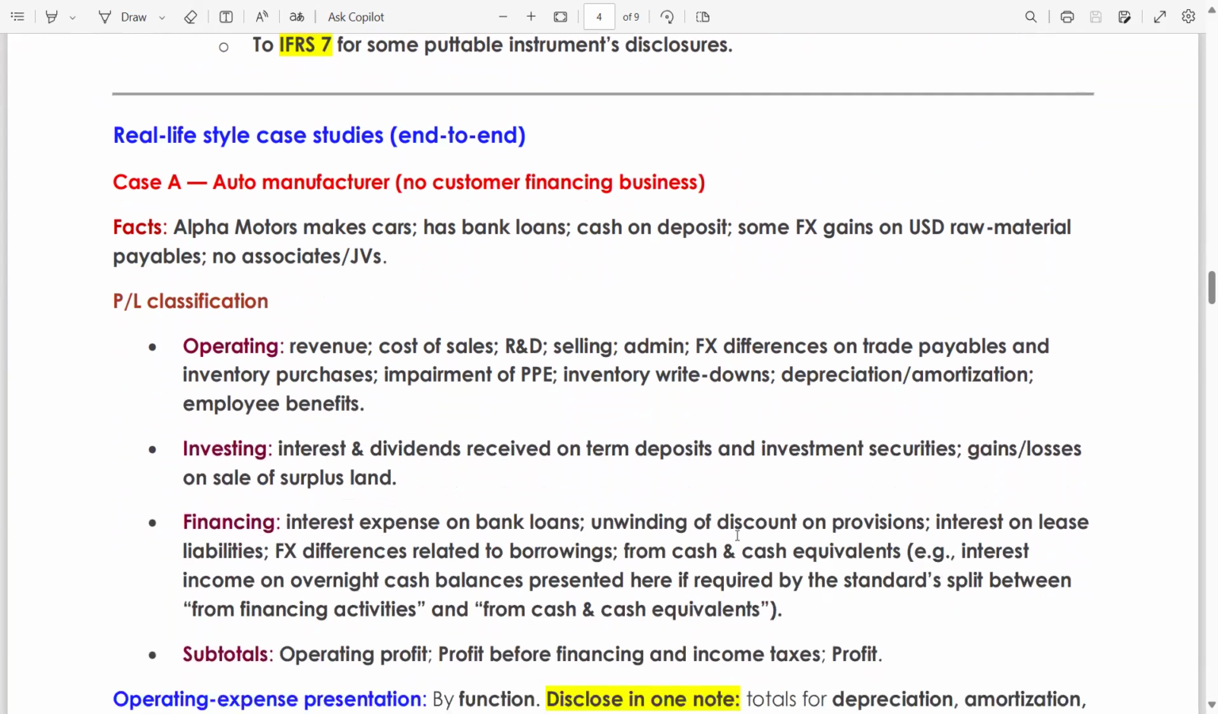Now, real-life style case studies end to end. Case A, auto manufacturer, no customer financing business. Facts: Alpha Motors manufactures cars, has bank loans, cash on deposit, and some FX gains and losses on USD raw material payables, with no associates or joint ventures. Alpha manufactures cars, has a loan and cash deposits, and also has foreign exchange differences on USD raw material payables, no associates or joint ventures.